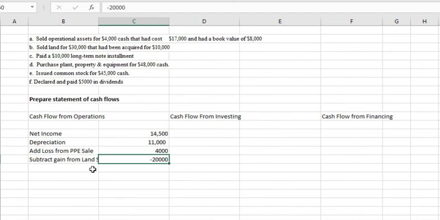In the next video, we are going to continue with cash flow from operations, and we are going to start looking at the current assets versus current liabilities.